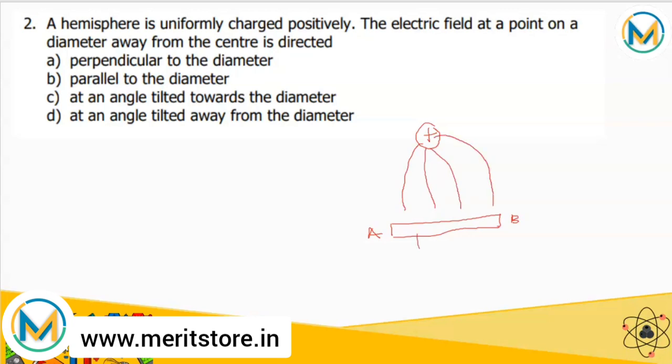So in the case of a uniformly positively charged hemisphere, if a point is situated on a diameter away from the center, the electric field should be perpendicular to the diameter. In this case, the component of electric field intensity parallel to the diameter cancels out. So the correct answer for this question is perpendicular to the diameter, option A. Looking towards the next question.